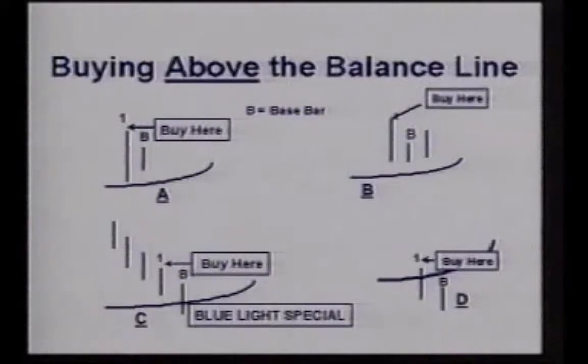Here's buying above the balance line, and when you're buying above the balance line, remember, it's very simple, base plus 1. And remember that the base is the most recent lowest high. So here we have the recent lowest high. The buy stop would be here. This third bar does not affect it because it is not lower than the most recent lowest high.